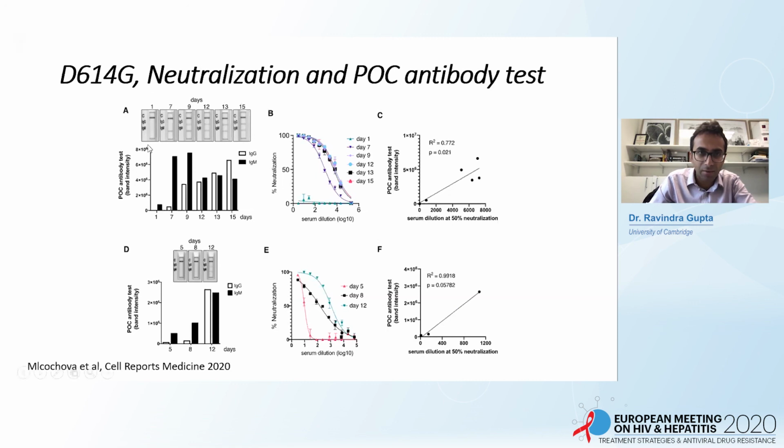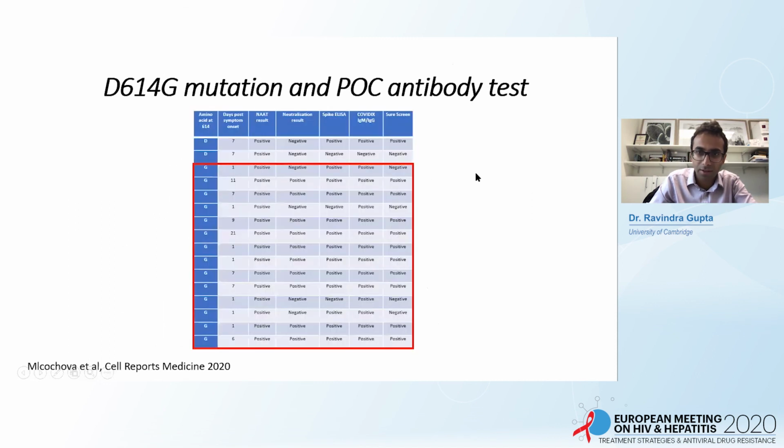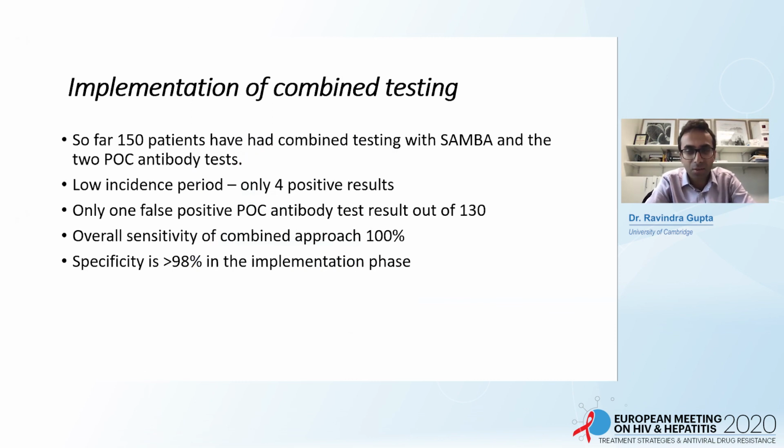You can see here that they get very nice correlation between the band intensity on the point of care test and the neutralization here in figure B. And this is a very nice correlation you can see on the right-hand side. So this is a table showing you that the patients who tested positive for D614G by deep sequencing were detectable by antibody tests if they were neutralization positive. So this shows that the point of care tests can detect 614.